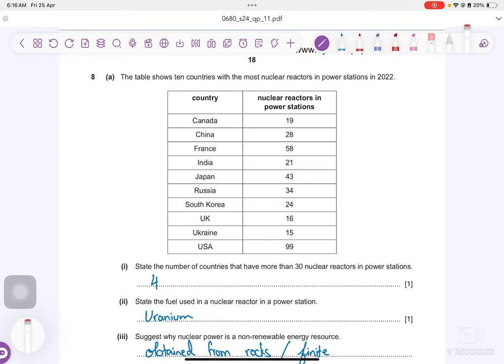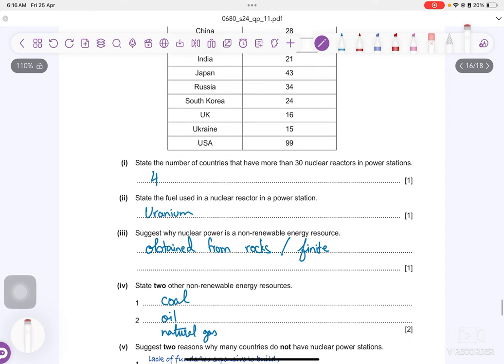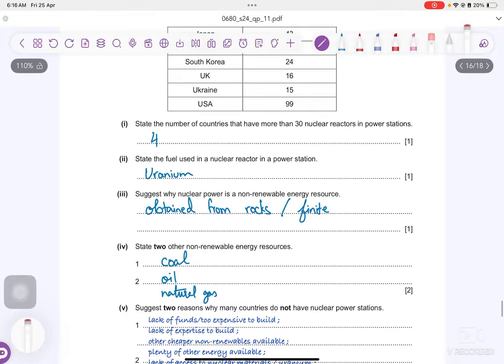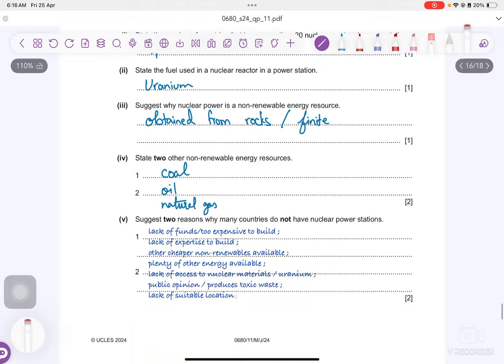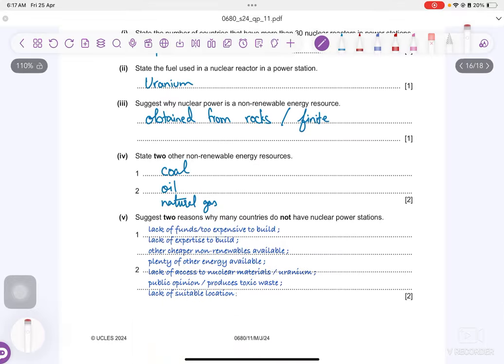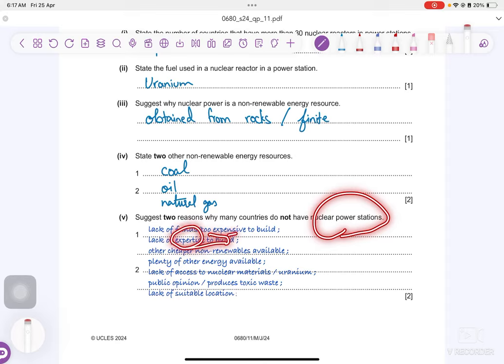4 countries. State the fuel used in nuclear reactor power station. That's uranium. Suggest why nuclear power is non-renewable, because it's finite, like we are going to run out of it at some point. State 2 other non-renewable resources: coal, oil, natural gas. Suggest 2 reasons why many countries do not have nuclear power stations. Lack of expertise, expensive, okay? There are other cheaper non-renewable resources.